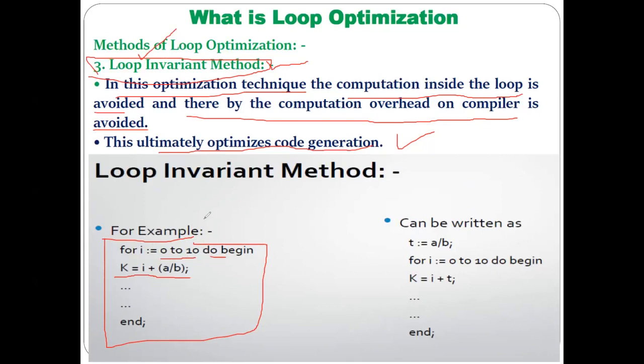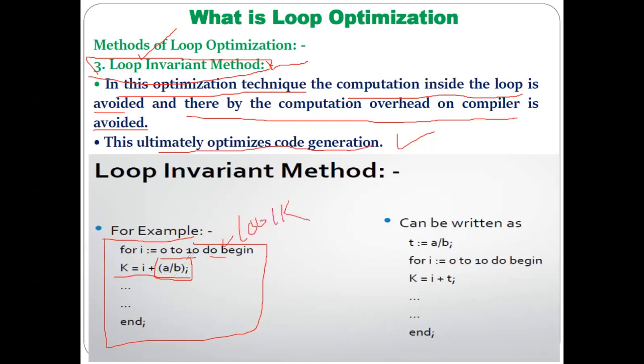What is looping not affecting in that expression? The expression on which looping or iteration is not affecting is called loop invariant code. So what is the loop invariant code here? This a by b is a loop invariant, because the values of a and b are not going to change even if this loop runs 100 times or 1000 times.